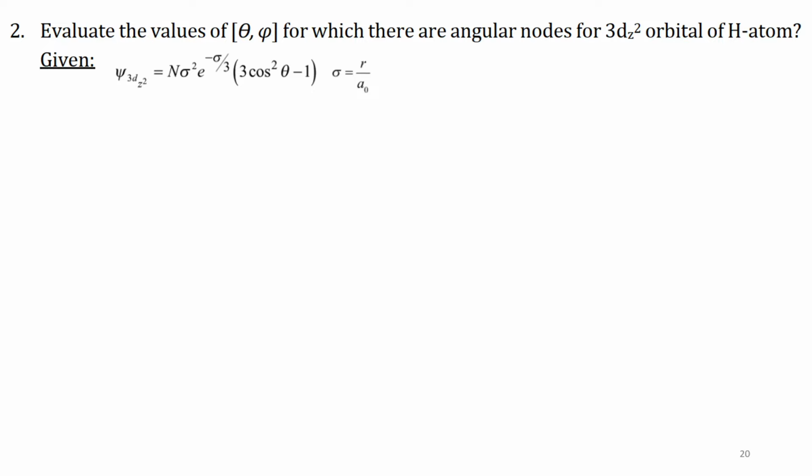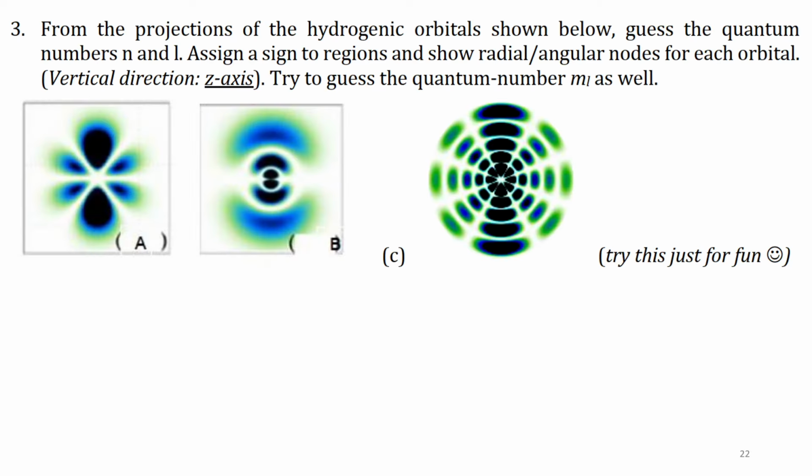And if you solve these questions, you are actually going to have a better idea and a better concept. So see, in this question, from these orbitals or the projections of the hydrogenic orbitals, you need to find out the quantum numbers n and l. How can you do that? You need to check how many angular or radial nodes they have, and from there you can guess the n and l.